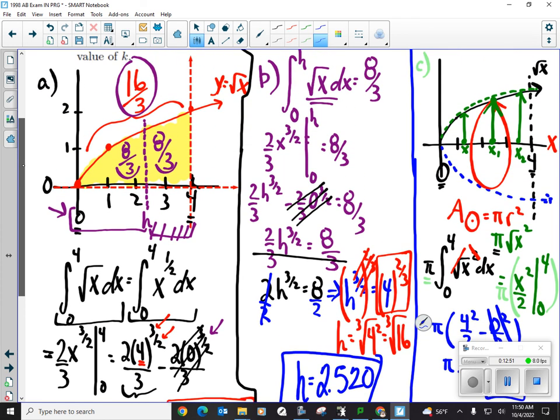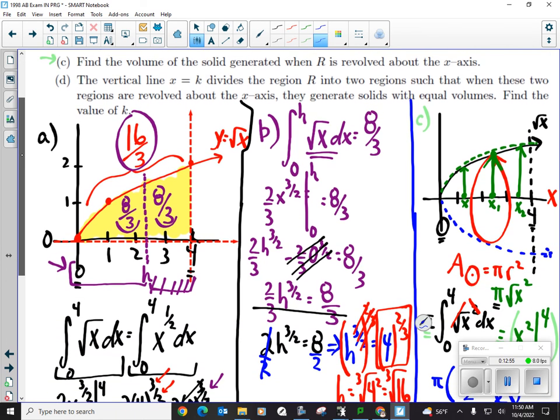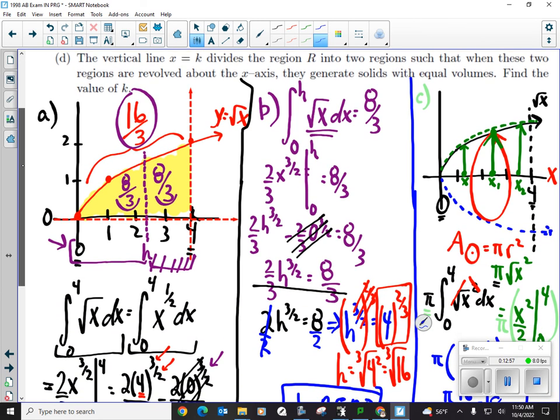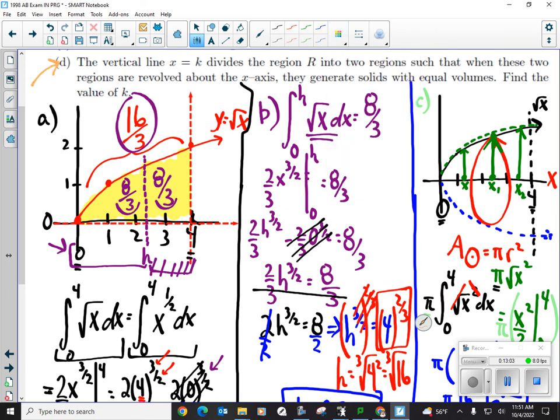So we got a lot of this good work here. All right? So we got our answer to C. And last but not least, we need to do the last one, option D. The vertical line x equals k. That looks a lot like B, where there's a vertical line x equals h. But let's continue reading this.